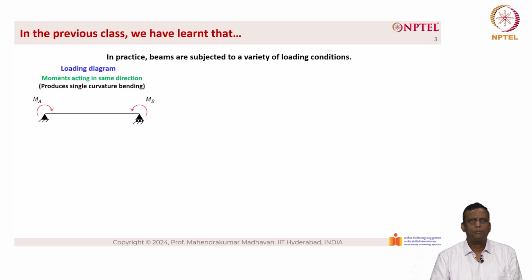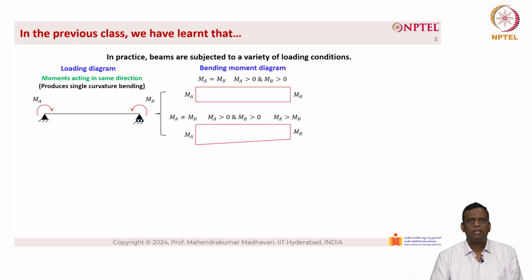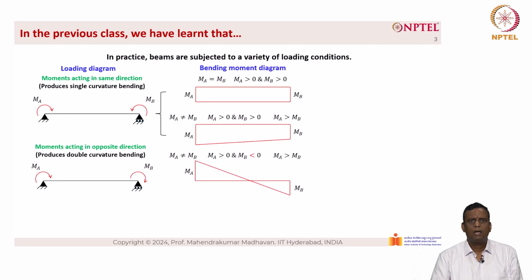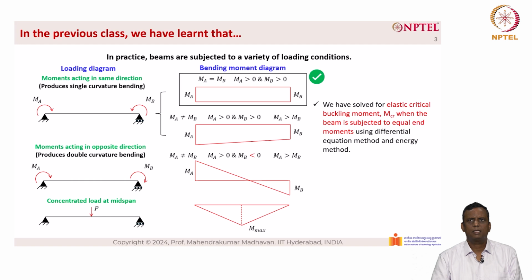So the loading diagram here on the left hand side shows a single curvature, and the bending moment diagram is given on the right hand side. It can also have a varying moment where MA is greater than MB. It can also have moments acting in the opposite direction, producing a double curvature, and the bending moment diagram is shown on the right hand side. It can also have a concentrated load at midspan. Again the bending moment diagram is shown on the right hand side.